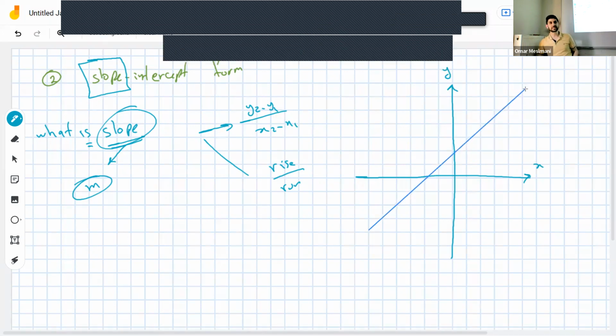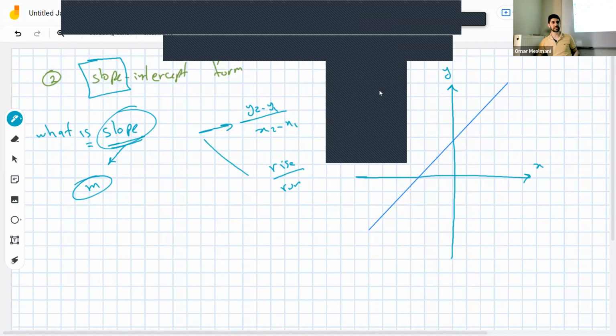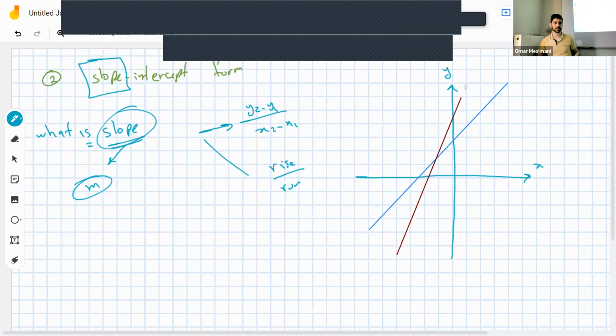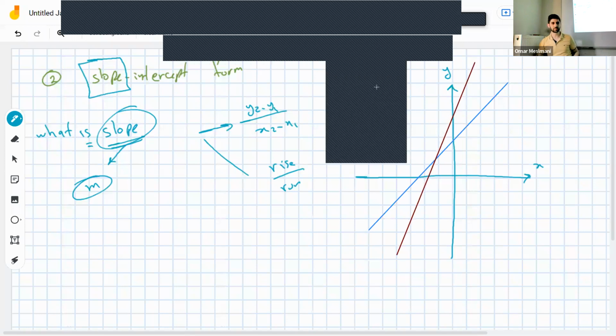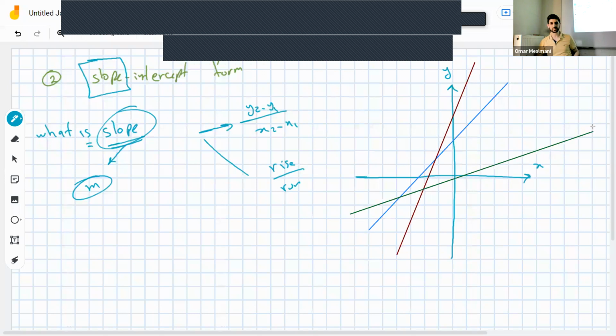Here, the easiest definition of the slope is actually the steepness of the line. Like here, this is the first line I have, okay? And I can draw a second line, let's say this. So this is the second line, okay? And I can draw a third line like this. So how many lines do we have? We have 3 different types of line, yes?